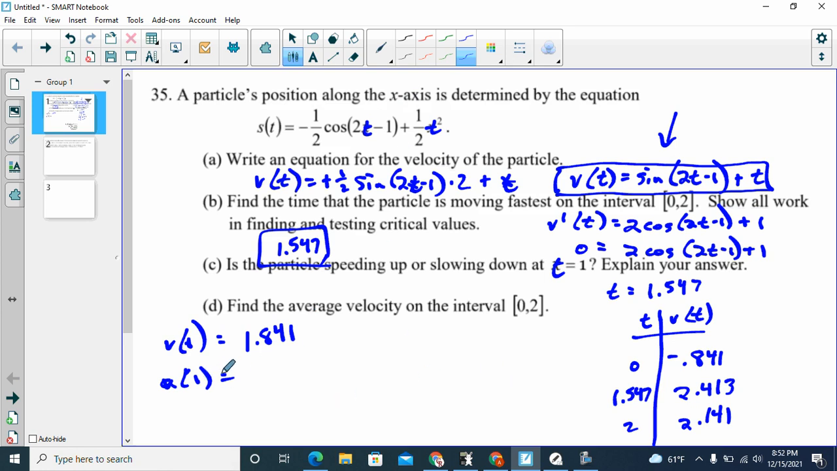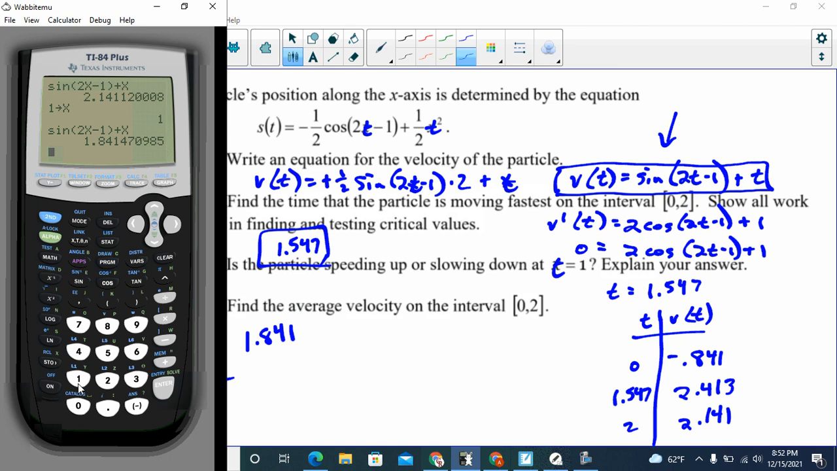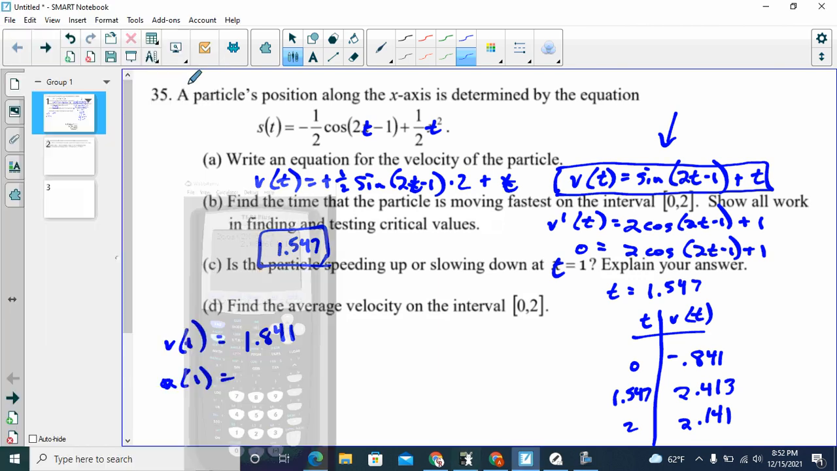Acceleration at time 1. If we didn't have to do part B and we only had an equation for velocity, instead of finding the derivative, I would probably just graph this and use the dy dx function on the calculator to get the acceleration. Because we already found the derivative of velocity, which is acceleration, all we really need to do is plug 1 into our equation there. So we already stored 1 as x, don't need to do that again. Acceleration is 2 cosine of 2x minus 1 plus 1. 2.081.